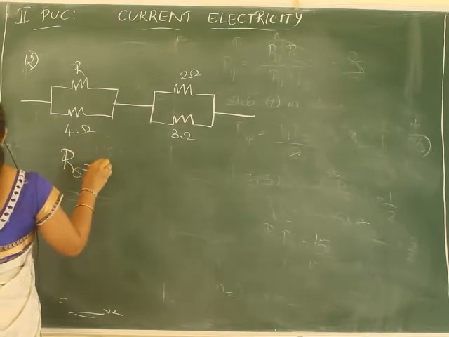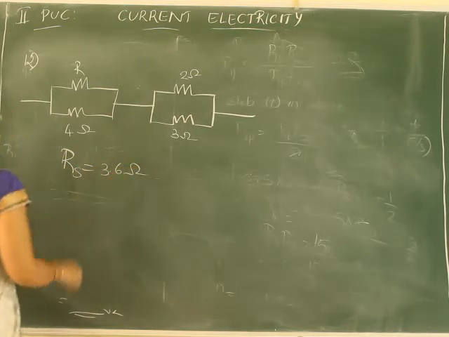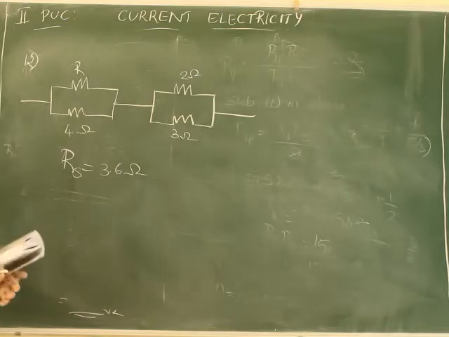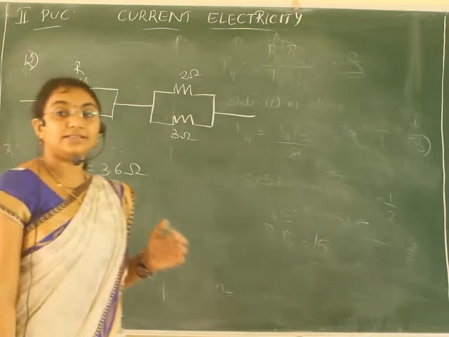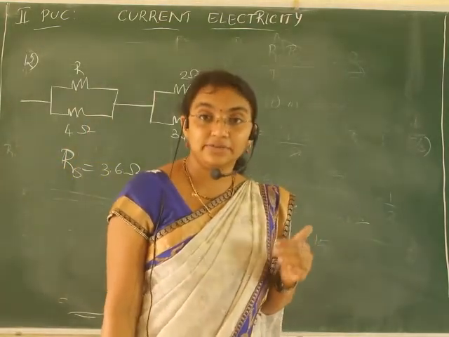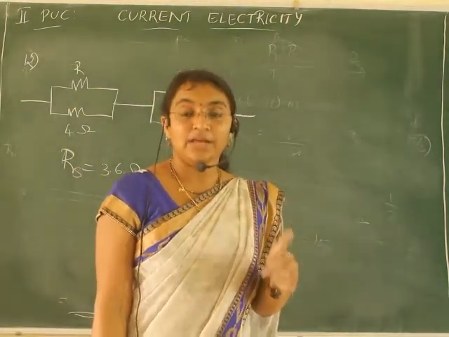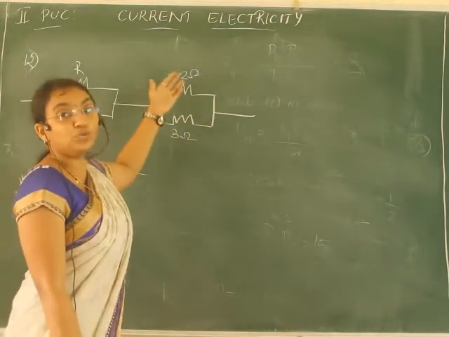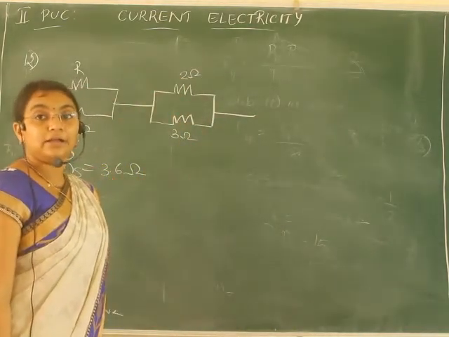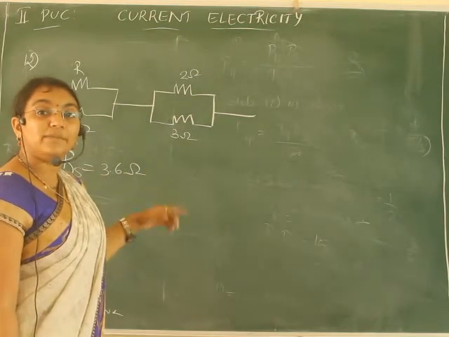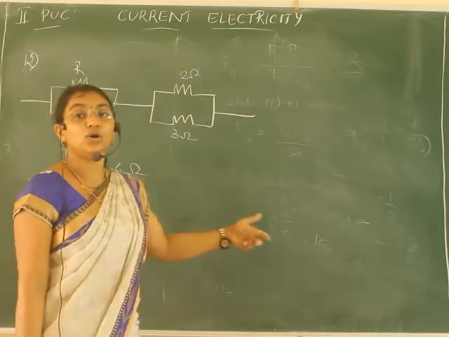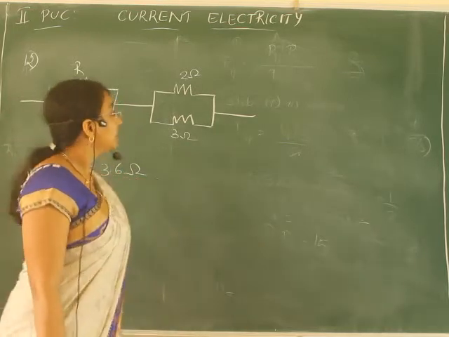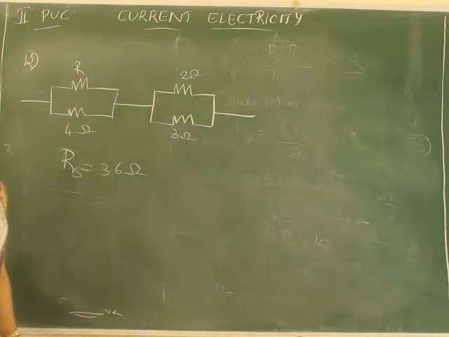How to calculate? See, by reading the question, you have to try to draw the diagram. What is given? One unknown resistor is connected with the 4 ohm resistor in parallel. Another one, similarly, they have told to connect 2 ohm with the 3 ohm in parallel. Then these two combinations are connected in series with the total resistance 3.6 ohm. Correct? So this is the diagram. You have to calculate R. How to calculate R?